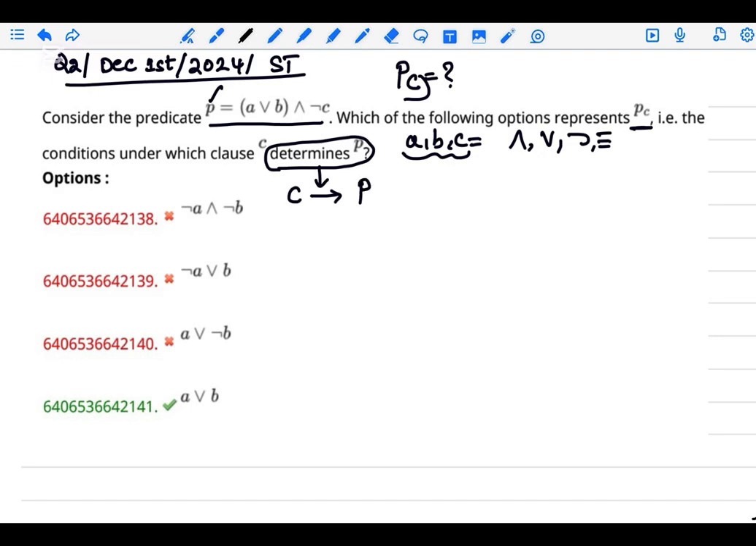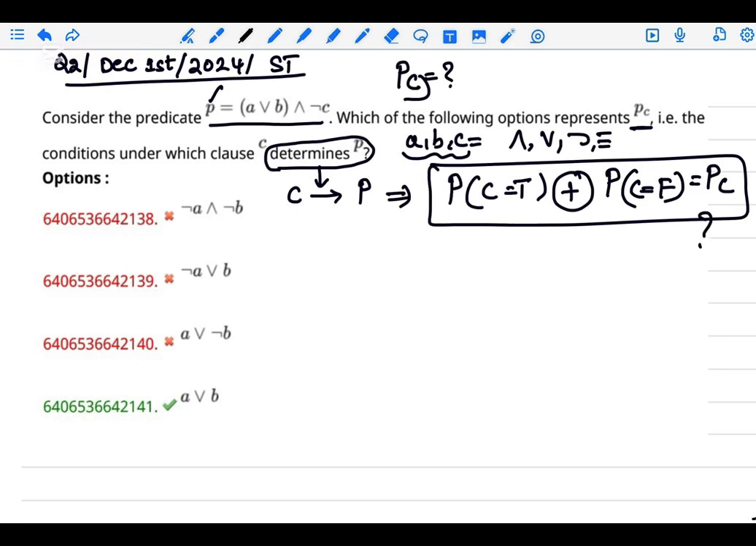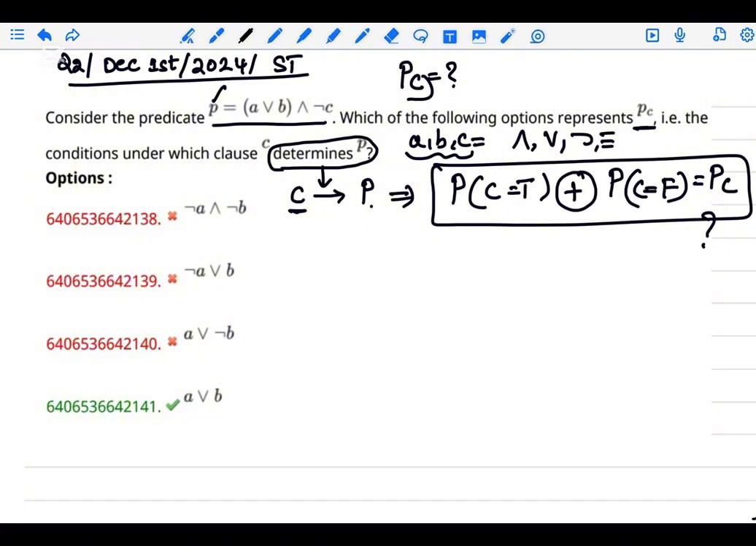determines the predicate P when P with C equals true XOR P with C equals false. You have to find this result. So this is PC. What is PC? PC means the clause C determines the predicate P, and to flip the truth value of the clause C, that is C equals true and C equals false, we use the XOR operation.